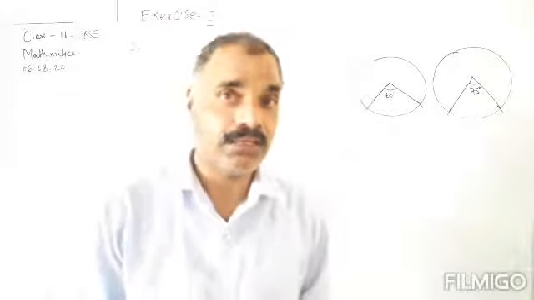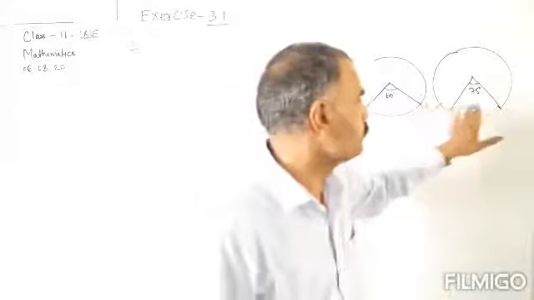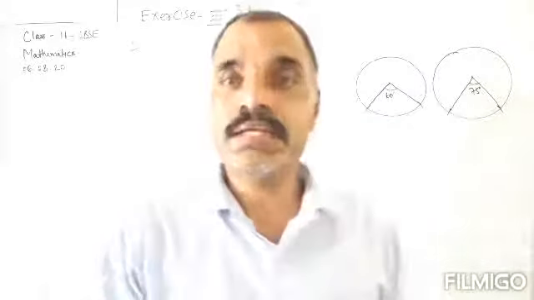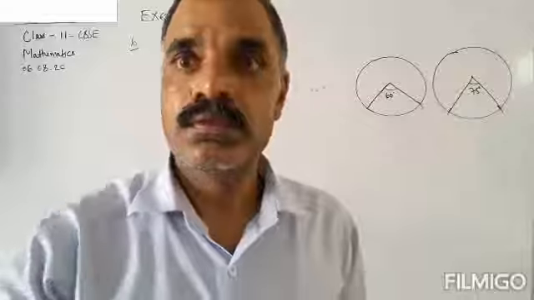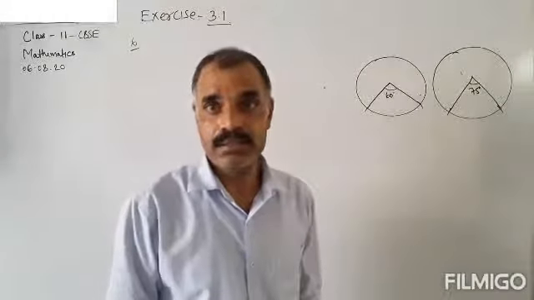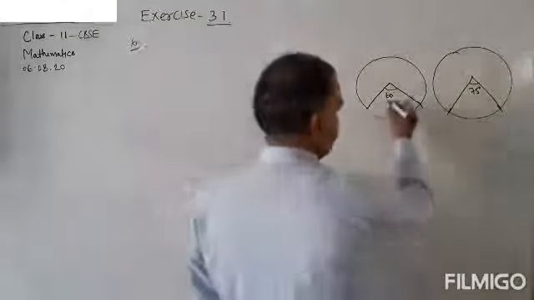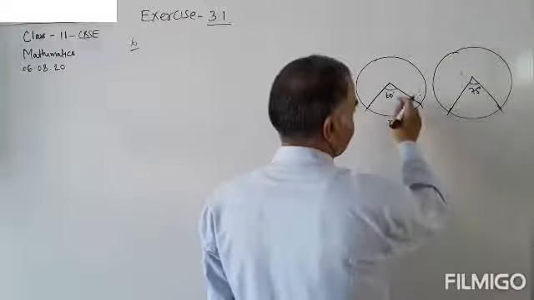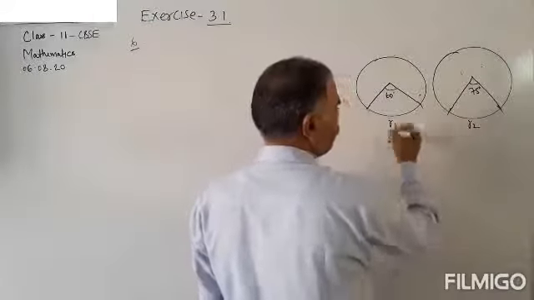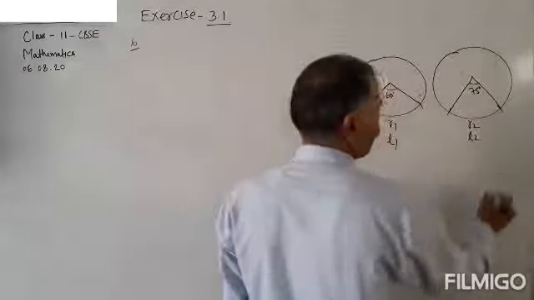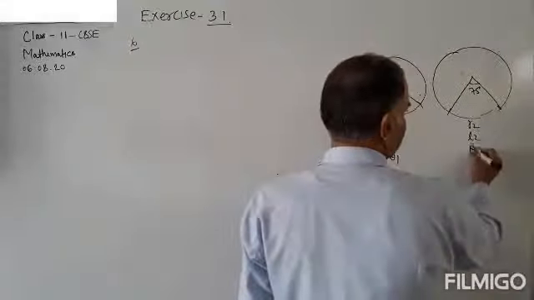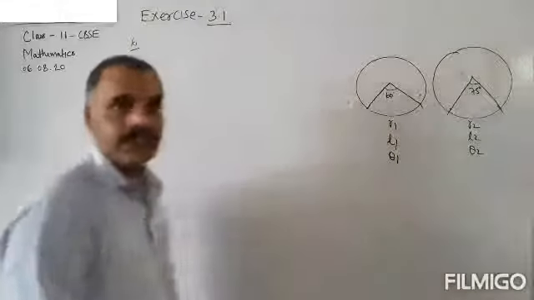So what will be the ratio of the radii of these two circles? Let the radius be r1 for the first circle and r2 for the second circle. The arc length is L1 for the first circle and L2 for the second circle. Theta 1 is the angle for the first circle and theta 2 is the angle for the second circle.